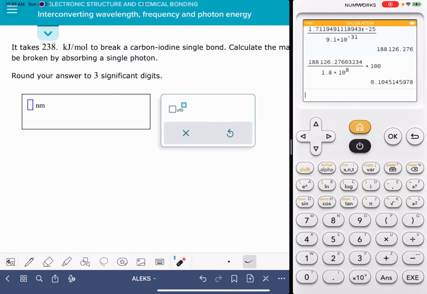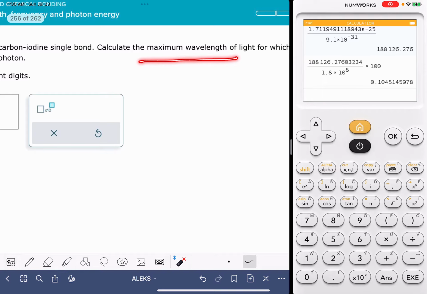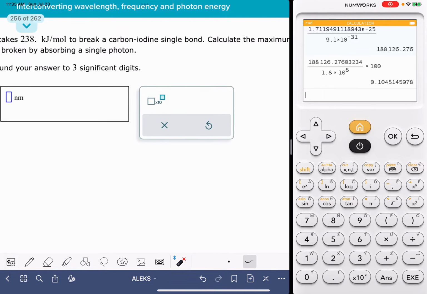In this video, I'll show you how to solve the ALEKS problem called Interconverting Wavelength, Frequency, and Photon Energy. In this problem, it looks like all the versions of the problem are pretty much the same. You're going to be given a specific amount of energy required to break a bond, and it wants you to calculate the wavelength of a photon that would be capable of breaking that bond.